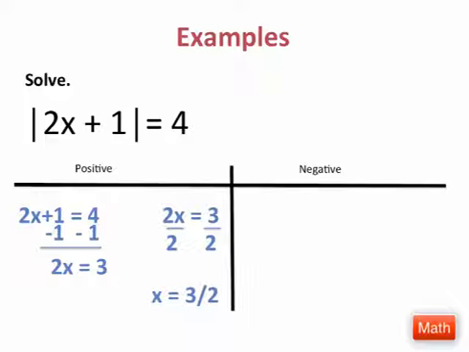Coming from the negative direction, we realize that a negative value that has a distance of +4 is equal to negative parentheses 2x plus 1.